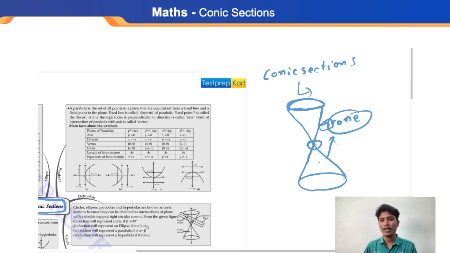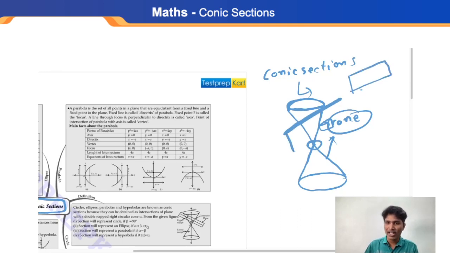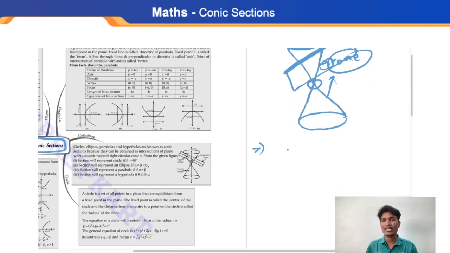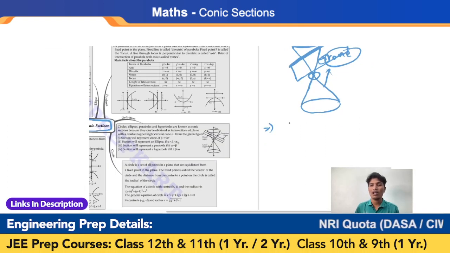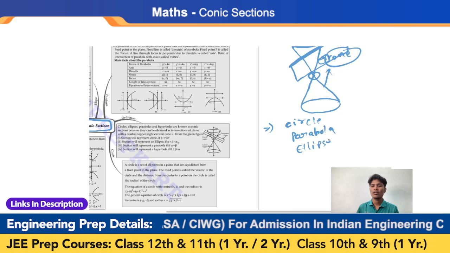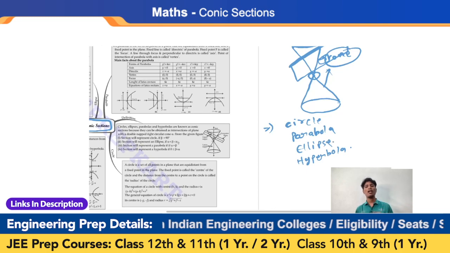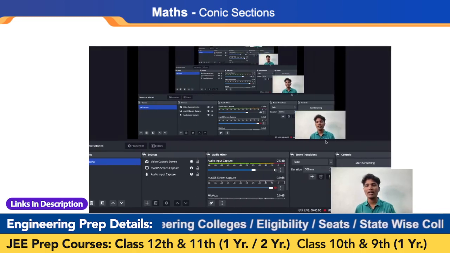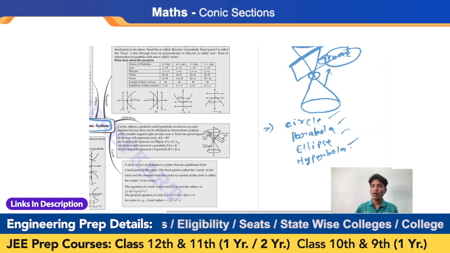When we take a plane, of a shape like this, and cut this cone at different angles, at different angles you will get different sections. At different sections you will get different shapes. There we will get 4 shapes: circle, parabola, ellipse, hyperbola. Circle, parabola, ellipse, hyperbola are the 4 shapes you will get when the cone is bisected by a plane.